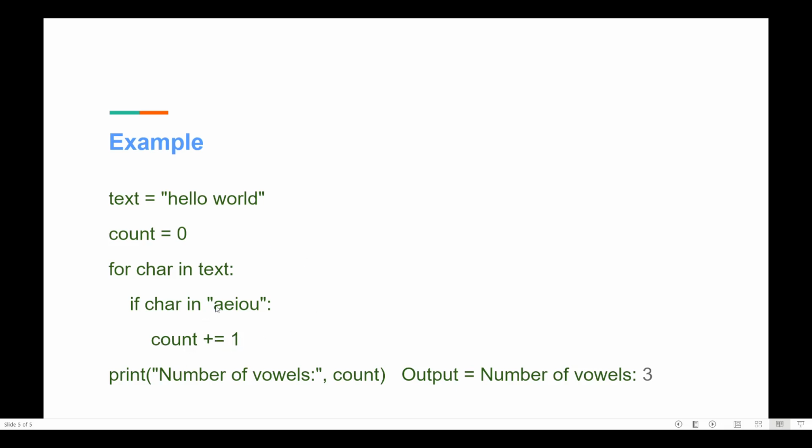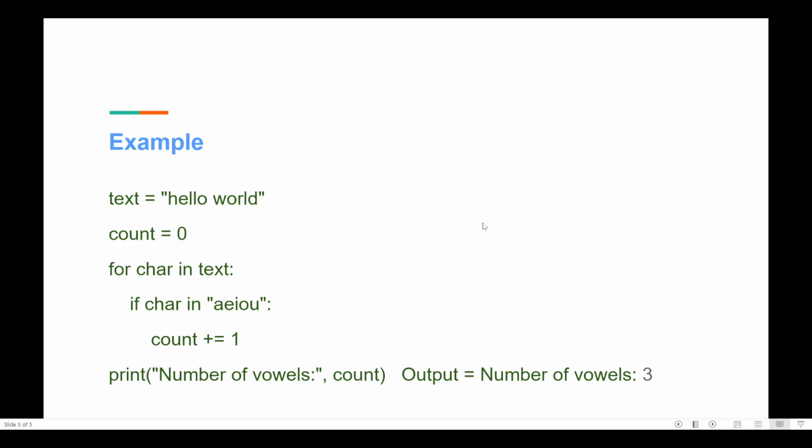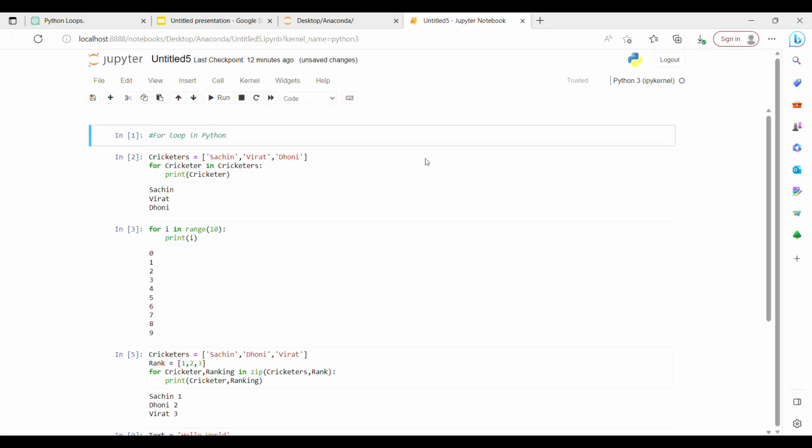We will count that and add it with 1. So for example, first of all, here it is H, so there won't be any change. E is a vowel, so 1. O is also a vowel, and here O is also a vowel, so it will count 1 plus 1 plus 1, and the output will be 3. So we are writing print number of vowels, so the output will be number of vowels colon 3. Now we will see the following examples in the Jupyter notebooks.